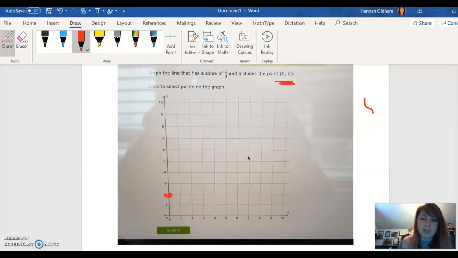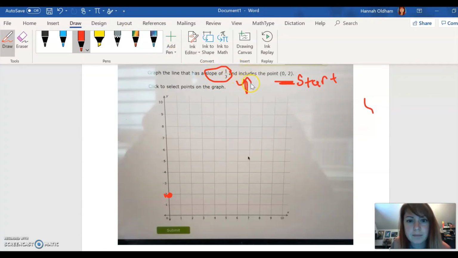I am going to need to make a line that goes in this direction based on the slope. This is my starting point. Then I'm going to go my slope, which will be up 1, because that's the top part, and over 3. We always move to the right. We never go to the left because the left would be going backwards.